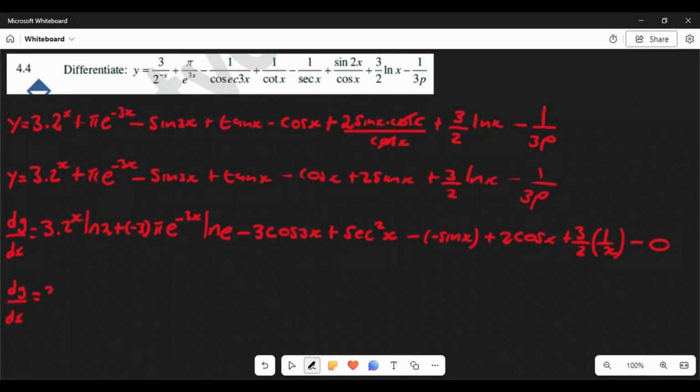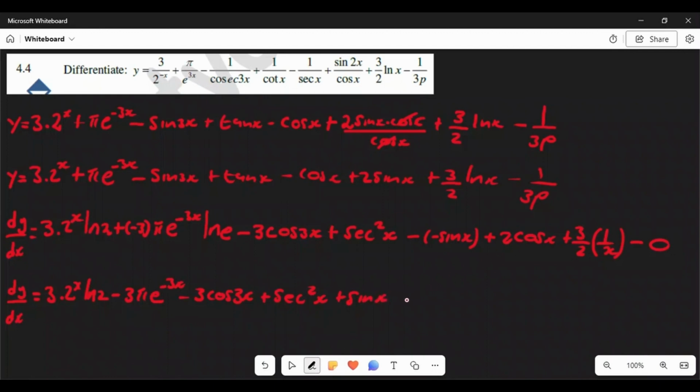So the first term is fine. When I have 3 multiplied by 2x natural log 2, this one we have negative 3, so it's going to be negative 3 multiplied by pi, then e to the power of negative 3x. But natural log e is 1, even if you don't write it, it's fine. So we come to this one. This one's going to be negative 3 cos 3x, right? And then this one, you just write it as it is, going to be sec squared x. Negative multiplied by negative for this one is going to be positive, and then sine x.